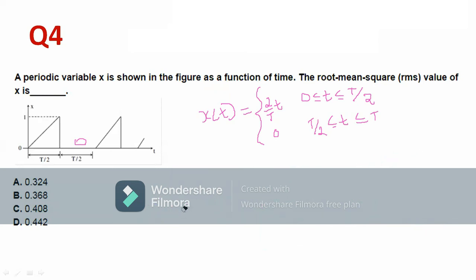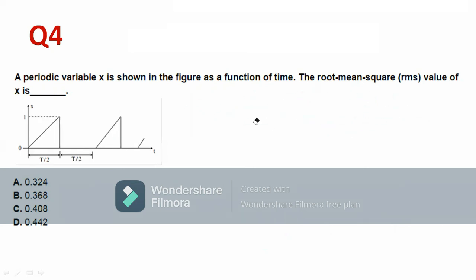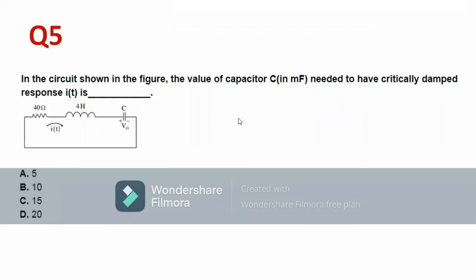Not a problem. We have completed fourth question. Let me move on to the last question. Question number 5. In the circuit shown in the figure, the value of capacitor C in millifarad needed to have the critically damped response I of t. Okay, how to solve this?